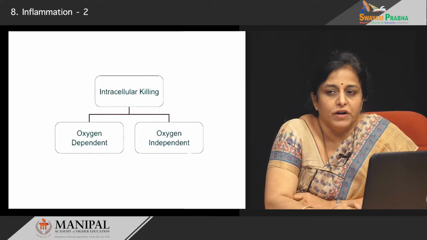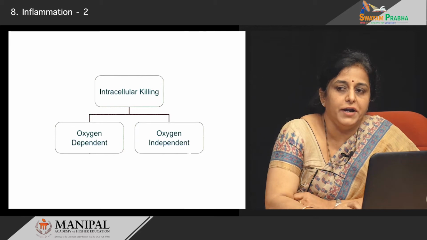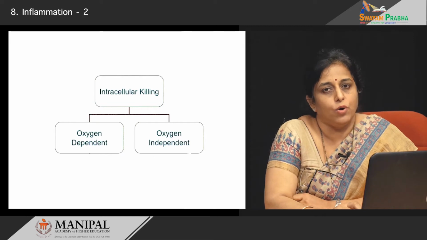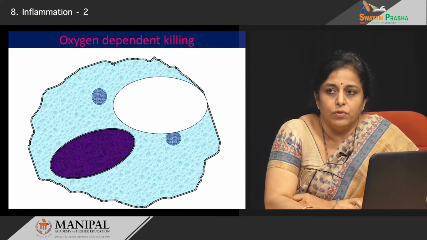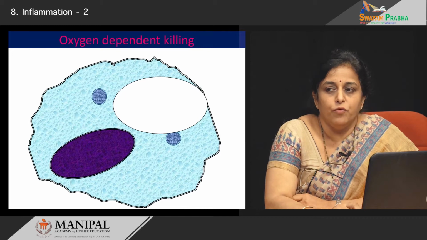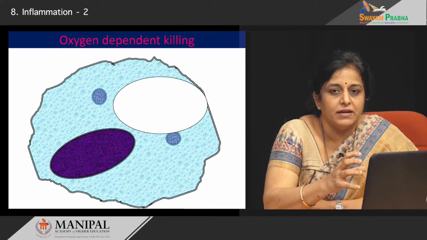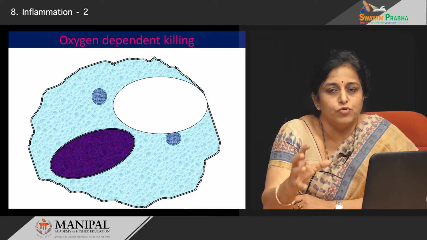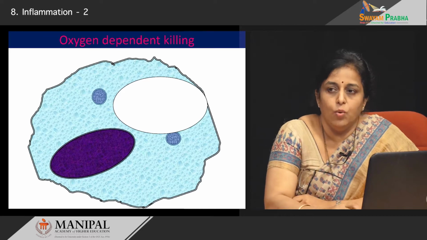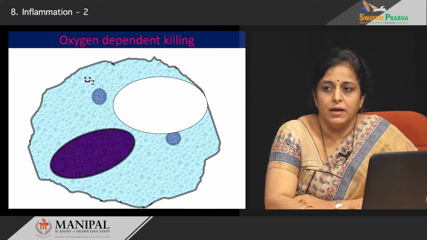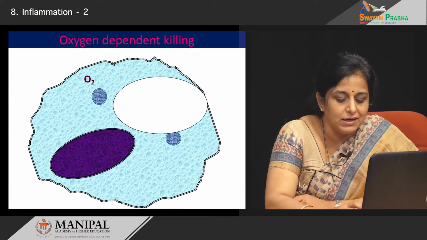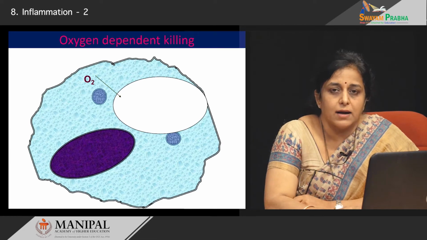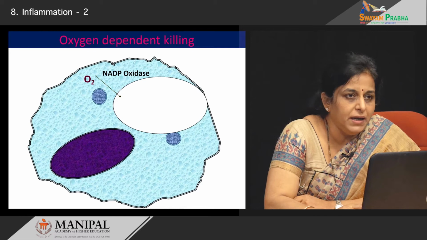So, the actual process of intracellular killing can be broadly classified into oxygen dependent, which is a very powerful mechanism of killing the bacteria, and oxygen independent. Now, let us look at oxygen dependent killing. Now, we saw that the bacteria are taken up inside the phagolysosomes, which are intracellular vacuoles formed by the fusion of phagosome and lysosomes. Now, when this phagolysosome formation is happening, there is a sudden burst, a respiratory burst, increased consumption of oxygen within the phagolysosome. This occurs with the help of the enzyme NADPH oxidase.